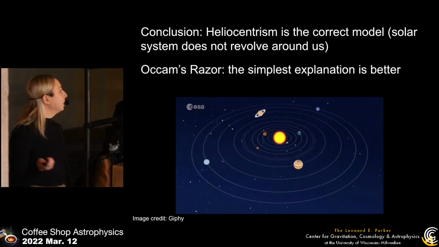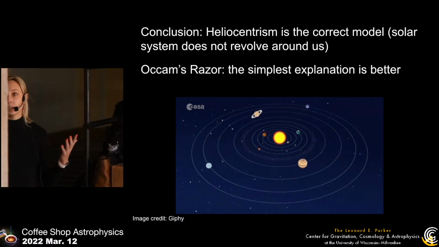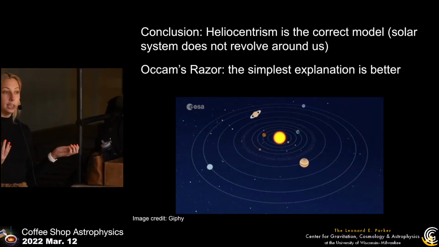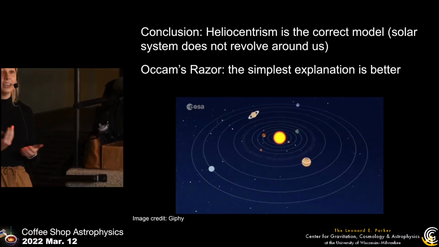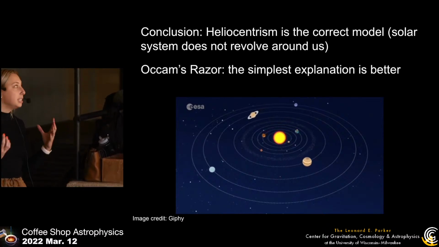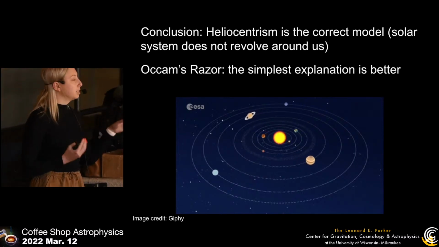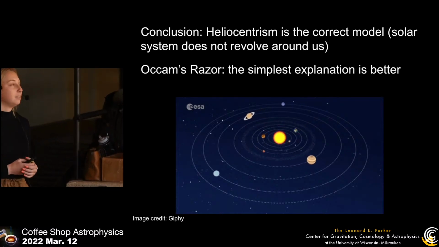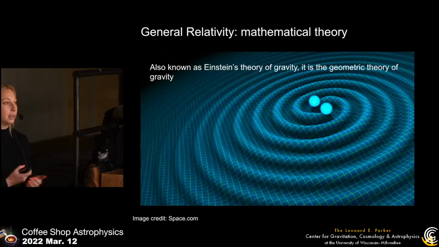Okay, so in conclusion, for this experiment, they found that heliocentrism is the correct model. The solar system does not revolve around us. Another conclusion that they used a lot in this time was Occam's razor, which basically just says that the simplest explanation is usually the best. So when 2 theories were competing against each other, a lot of times they just said the fewer assumptions, the better. And this view of heliocentrism used the least amount of assumptions. All right, so that's probably the earliest example of the scientific method in astronomy, or one of them.